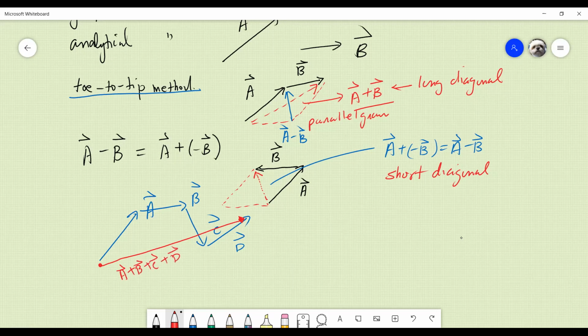Now, one thing that is very important: addition is commutative. You know what commutative means, right? It means the order doesn't matter.